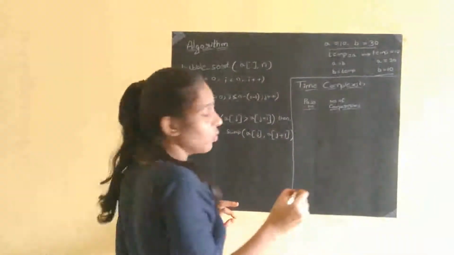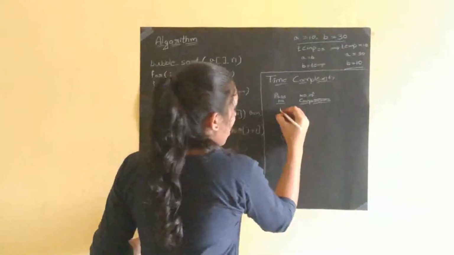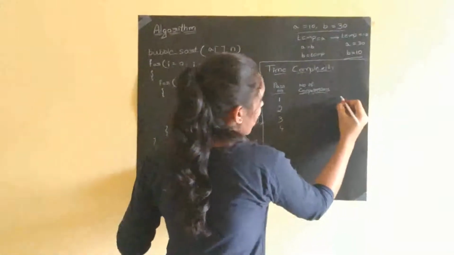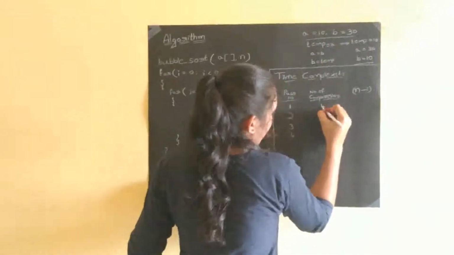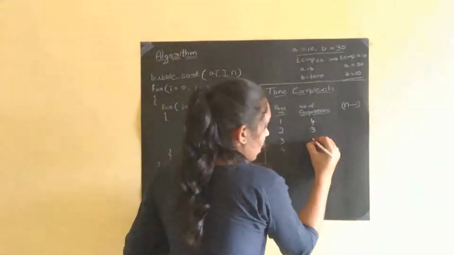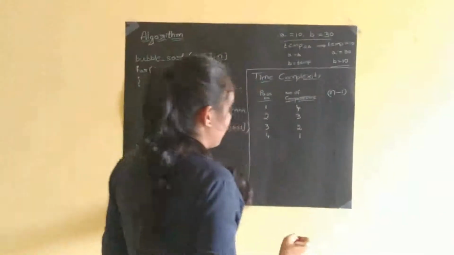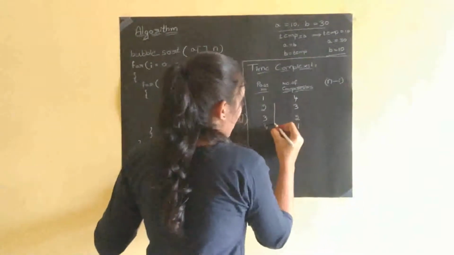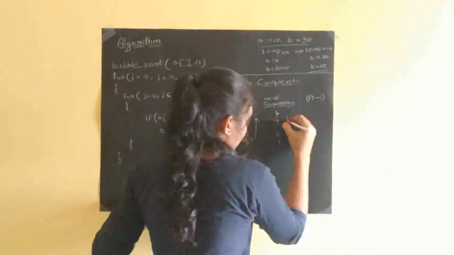Now we see that in the above example, we have 4 passes: 1, 2, 3, 4. And we know that for the first pass, we are having n minus i comparisons. So, here we are getting 4 comparisons. For the second pass, we are getting 3 comparisons, for the third pass, 2 comparisons, and for the fourth pass, we are getting 1 comparison. Here we can observe that the pass number is increasing and in the same way the number of comparisons is decreasing.